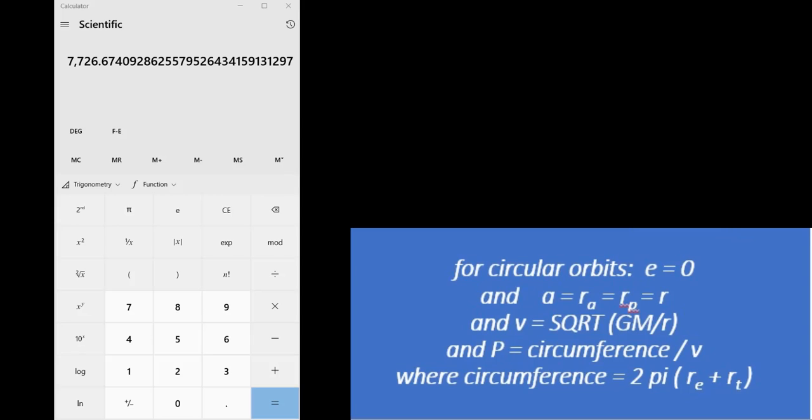Now the period of that, this is a circular orbit. We're just going to use 2 pi times the radius, or the circumference, over the velocity. So you know the velocity times the period equals the circumference. So I'm just multiplying 2 pi r, where r is 6.7 kilometers, and that gives us a period of 90.8 minutes.